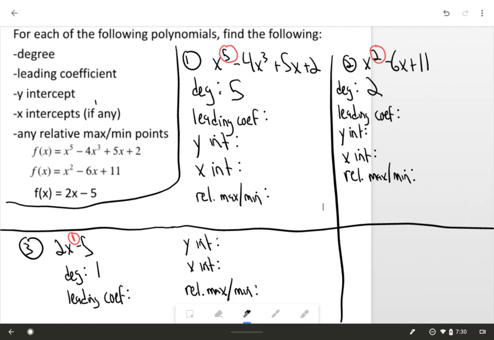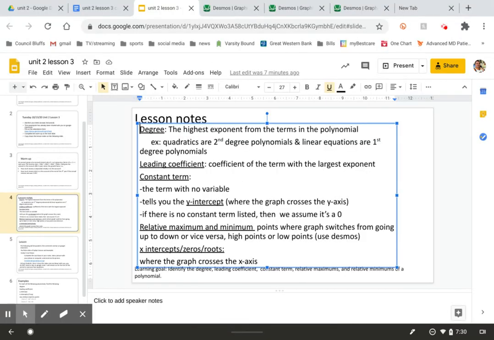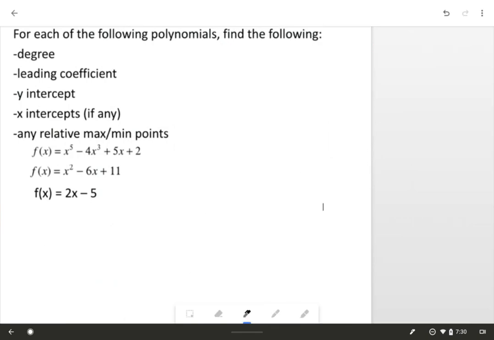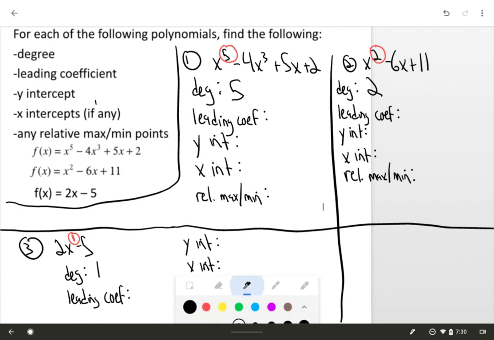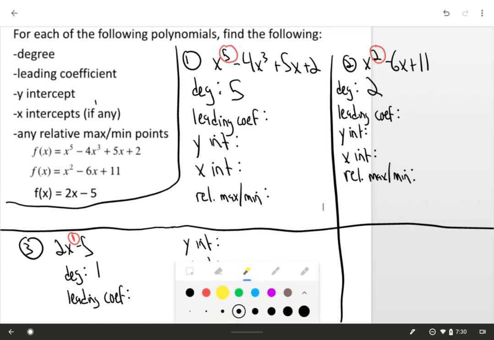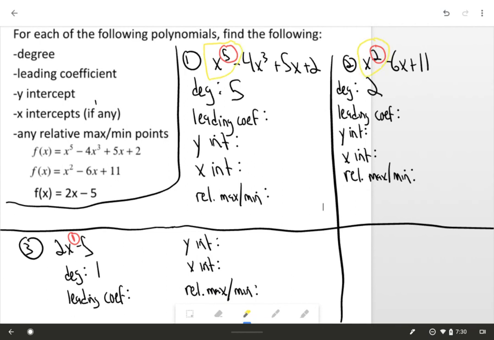Okay, the leading coefficient: the coefficient of the term with the largest exponent. So what we're first going to do is circle the term that has the largest exponent. That would be this one and this one. Those terms have the largest exponents. Whatever that coefficient is, we call the leading coefficient.